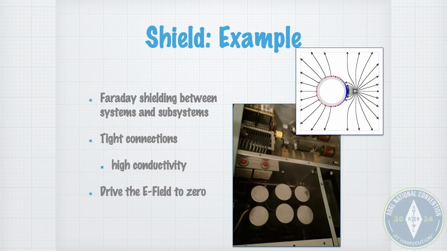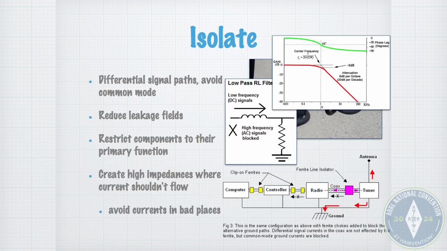And you just drive that time-varying E field to 0. And that keeps the time-varying magnetic field at 0 as well. So that won't induce things. And you can still pass a static magnetic field through there, just not a time-varying one.